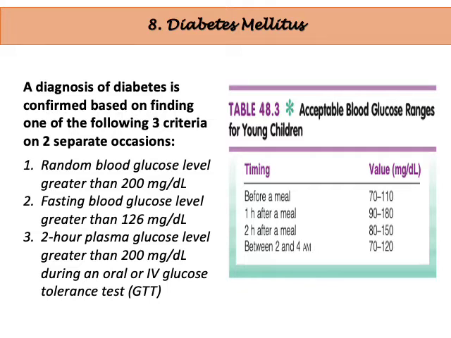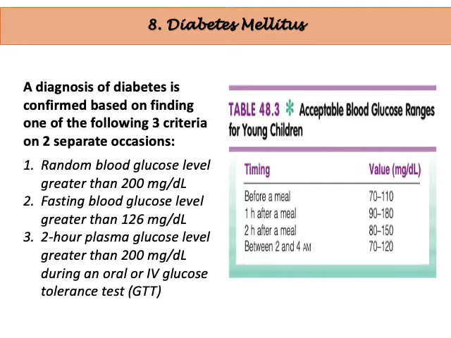Second is a fasting blood glucose level greater than 126 milligrams per deciliter of blood. This is usually 8 hours without food, typically taken in the morning before breakfast. And third is a 2-hour plasma glucose level greater than 200 milligrams per deciliter of blood during an oral or IV glucose tolerance test, or a GTT.